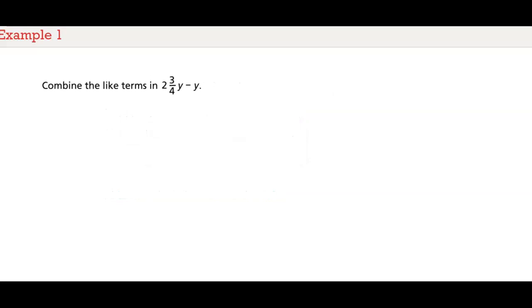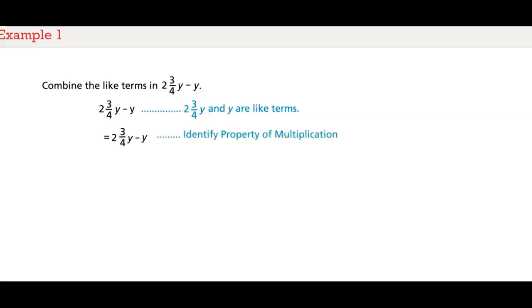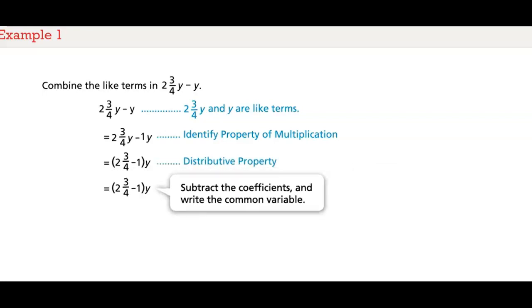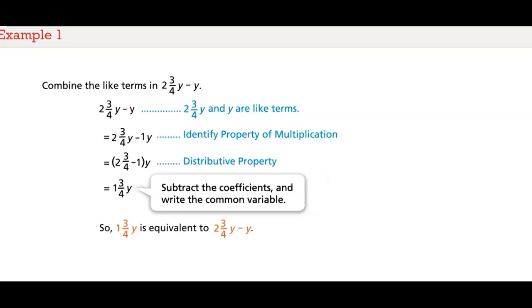Combine the like terms in 2 3/4 times y minus y. 2 3/4 times y and y are like terms. Use the identity property of multiplication. Y is the same as 1 times y. Use the distributive property. Subtract the coefficients and write the common variable. So 1 3/4 times y is equivalent to 2 3/4 times y minus y.